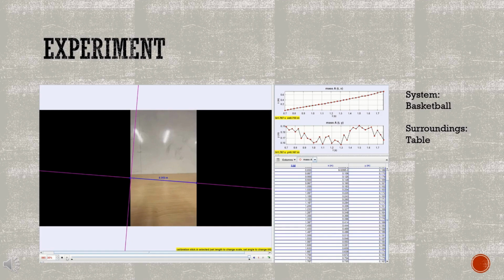How do I know this? It's through the graph at the top right-hand corner, the displacement-time graph. You can see that it's pretty linear, which suggests that the ball is traveling at a constant velocity.